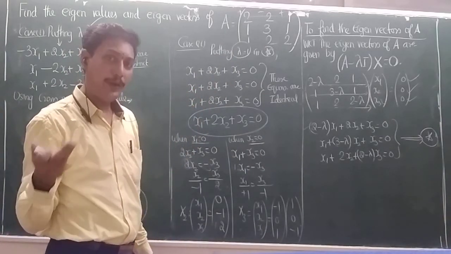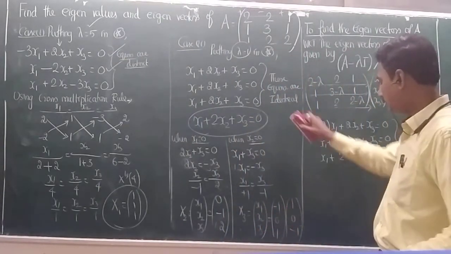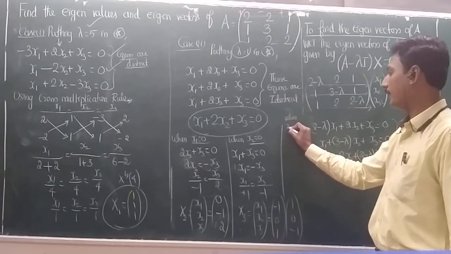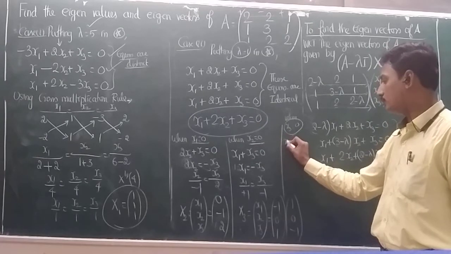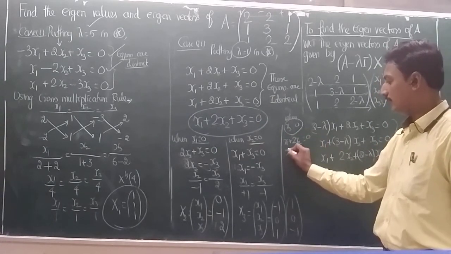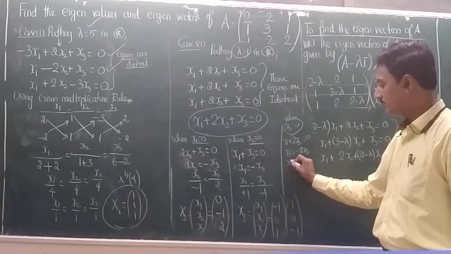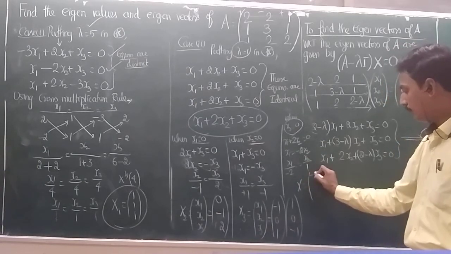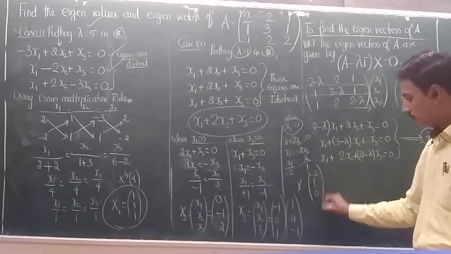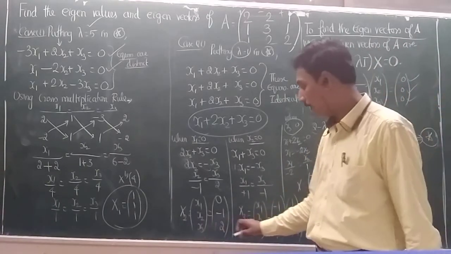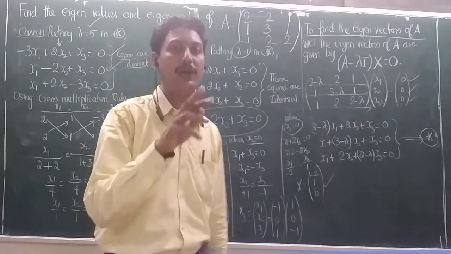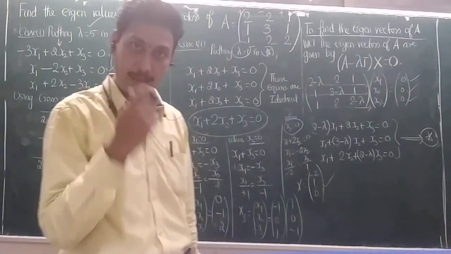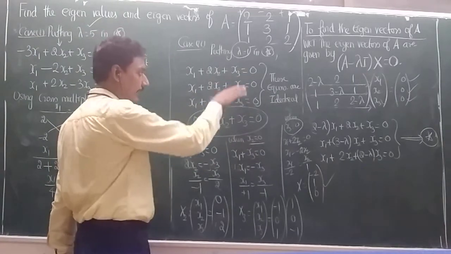So that is my requirement. That's it, over. What about when x3 is equal to 0? When x3 equal to 0, this becomes x1 plus 2x2 is equal to 0. That means that x1 equal to minus 2x2. Otherwise, x1 by minus 2 and x2 by plus 1. So the third eigenvector is x1 minus 2, x2 1 and x3 0. So this is also a right answer. But here my requirement is only the 2 eigenvectors because lambda equal to 1 is repeated how many times? 2 times. That's why.